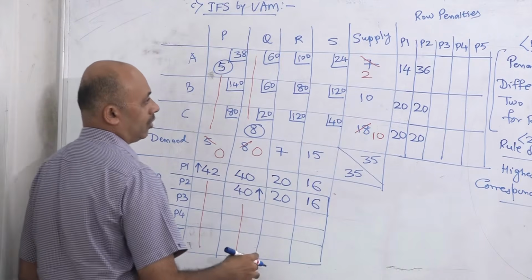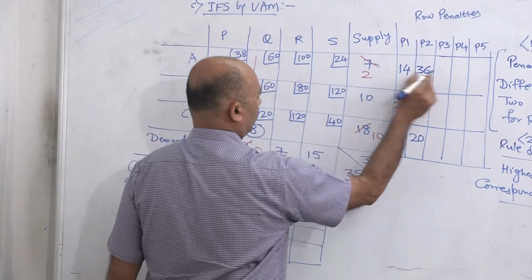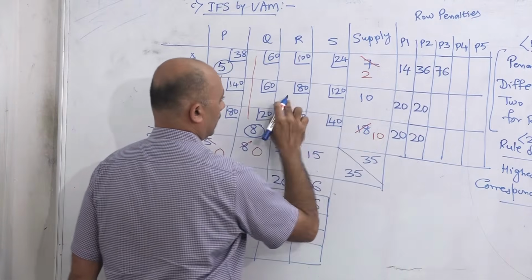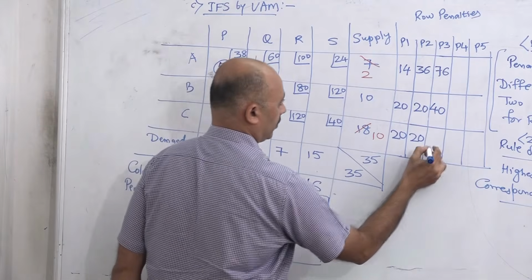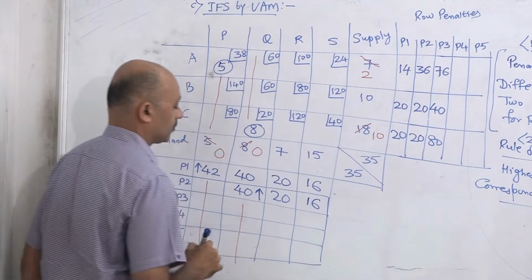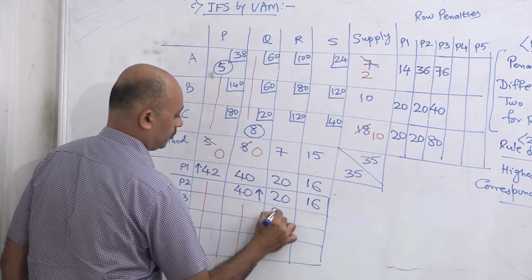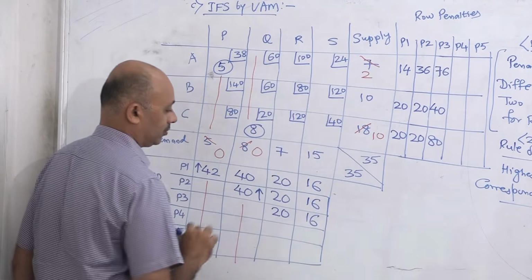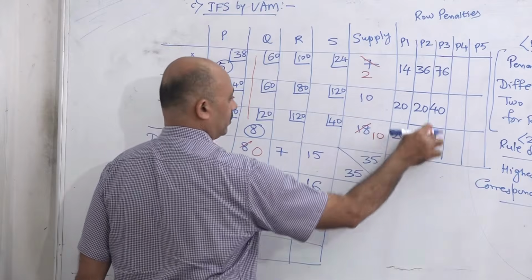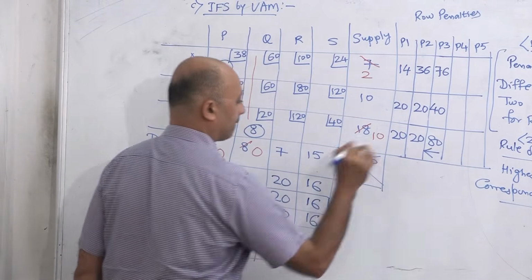Now same rule for third penalty, P3. 124, so difference is 76, 80, 120, so difference is 40, 120, 40, difference is 80. Vertically for R, 80, 100, so penalty is 20, S, 24, 40, penalty is 16. Now 76, 80, 20, 16, so highest is 80. So now we go in 80.